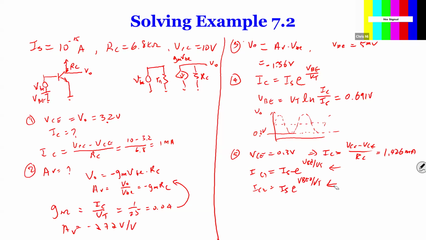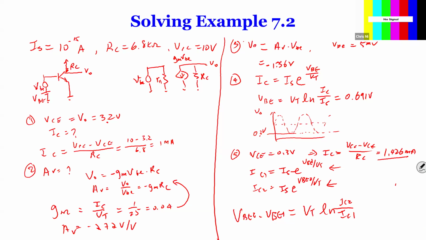So what we found is VBE2 minus VBE1 equal to VT log IC2 over IC1. So from here, you know VT. You know IC1, IC2, because IC2 is given here, like here we have IC2. And IC1 initially we got was 1 milliamp. So it's basically 1.4 divided by 1, take a log times 25. That's the difference between these two base voltages.